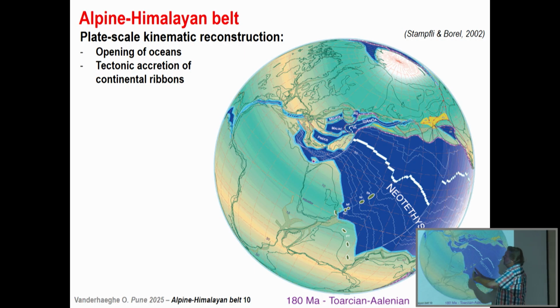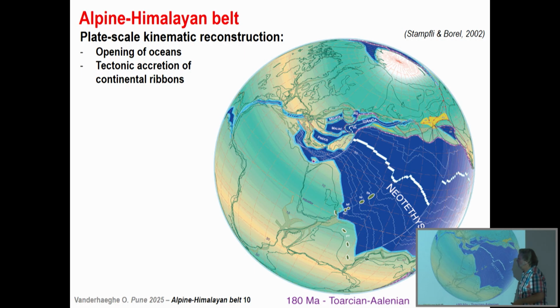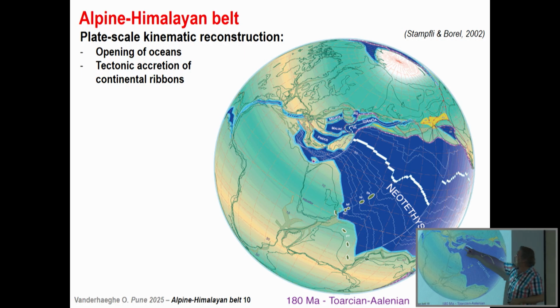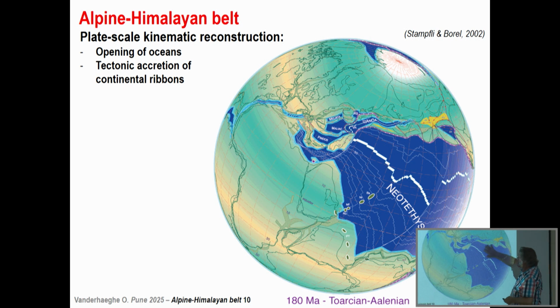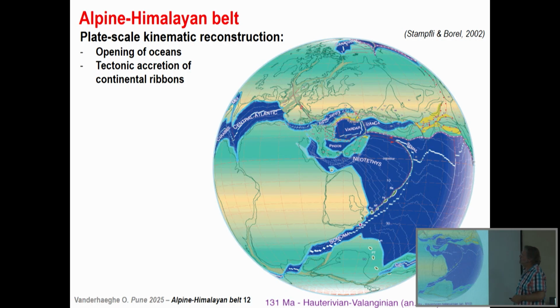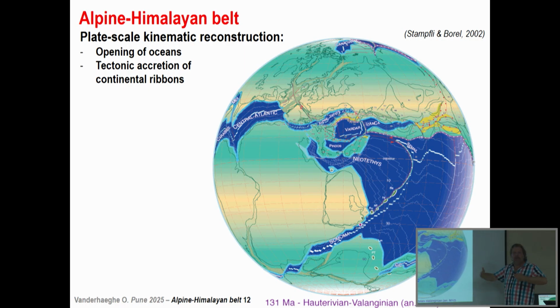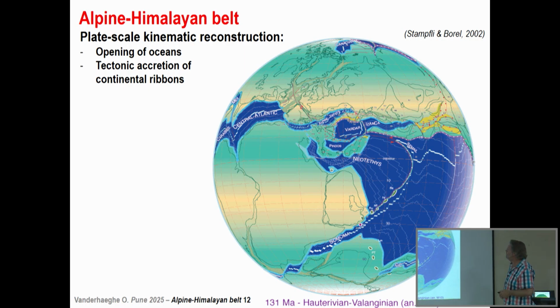And then the start of opening of the central Atlantic, which will start to have Africa moving this way, and opening small oceanic basins in this area at the same time as this one is closing. And here there's a huge Neotethys ocean. So we start to open the central Atlantic, and all these small basins in between Eurasia and Gondwana, and the continental ribbons in between, are going to be the ones that are technically accreted afterwards.